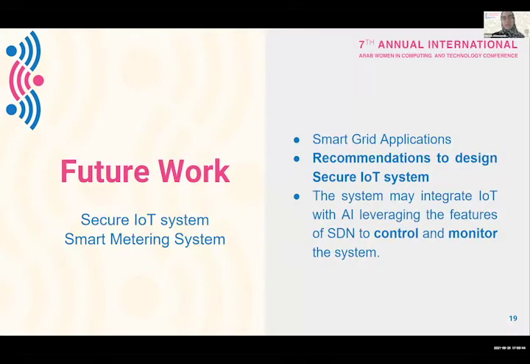For the future work, we have an idea to design a secure IoT system for smart metering. Smart metering is one of the applications of the smart grid, and we will follow the recommendations to design a secure IoT system. The smart metering system is a high-resource system, and it already exists, so it needs some modification. So we will integrate IoT with AI, leveraging the features of SDN to control and monitor the system.